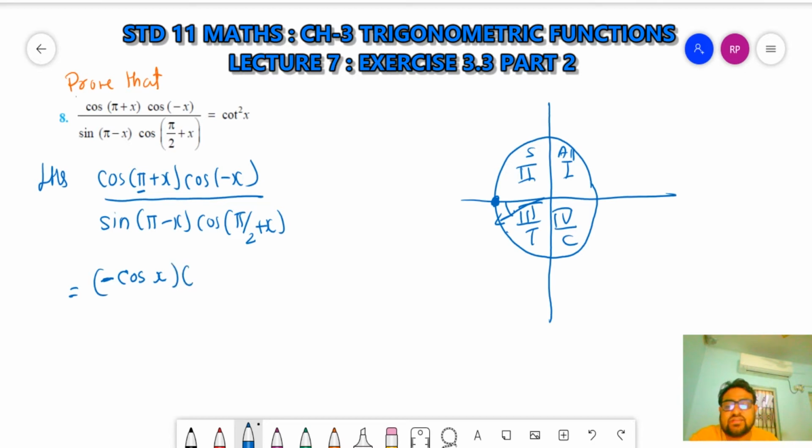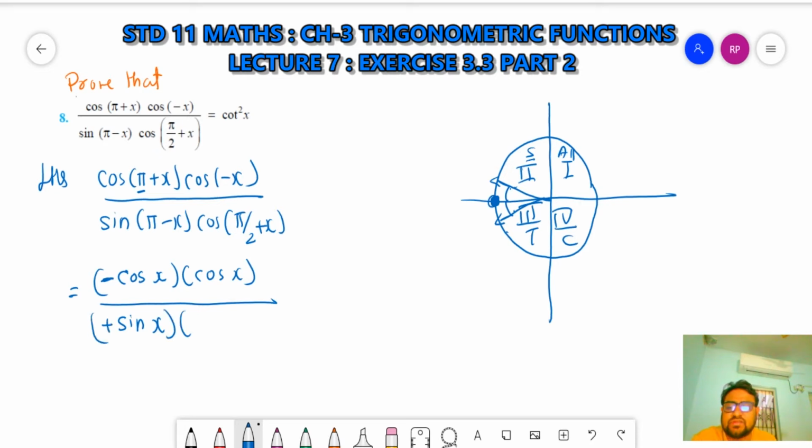Now cos(minus x). Cos is an even function, so the negative angle and positive angle both have the same value, so it will be equal to cos x. Sin(pi minus x): pi shift, so again it will be sin x. For the sign, pi minus, going clockwise, is the second quadrant. In the second quadrant, sine is positive, so plus sin x.